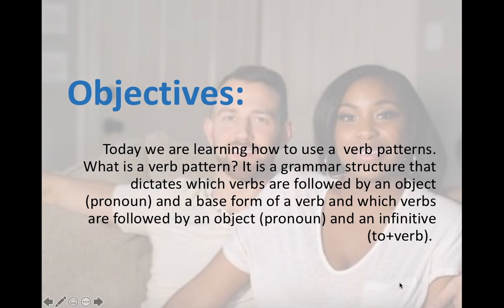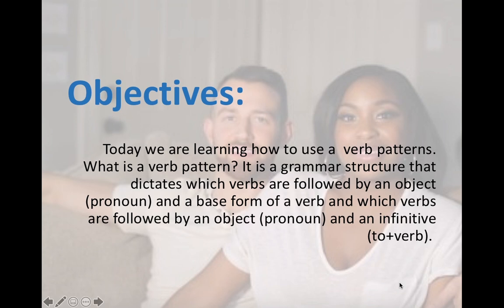Well, today we're going to learn how to use a verb pattern. What is a verb pattern? Well, remember that a pattern is something that is repeated. In the case of grammar, a pattern is a grammar structure that dictates which verbs are followed by an object. It can be an object pronoun and a base form of a verb, and which verbs are followed by an object. It can be an object pronoun too, and an infinitive, plus a verb in the simple form.